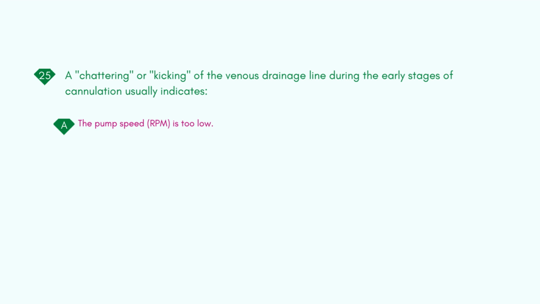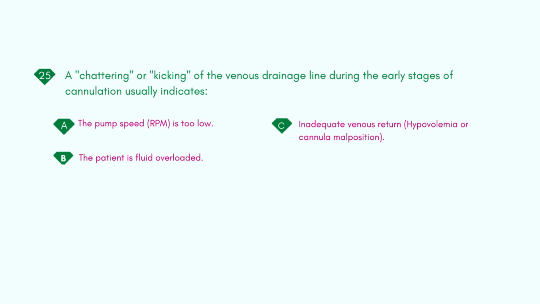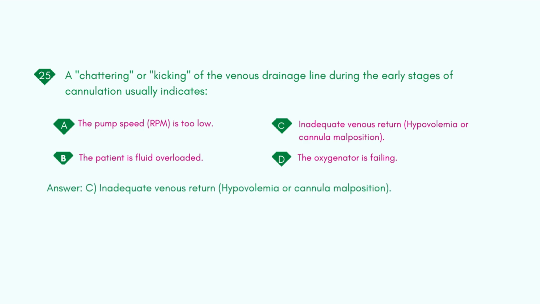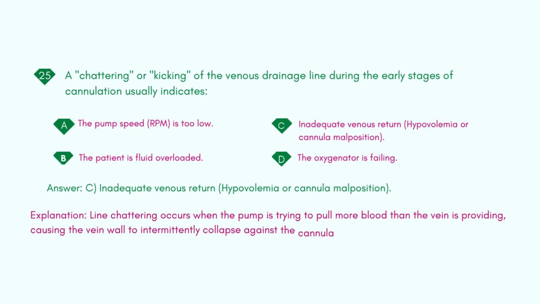A chattering or kicking of the venous drainage line during the early stages of cannulation usually indicates: A. The pump speed, RPM, is too low. B. The patient is fluid overloaded. C. Inadequate venous return, hypovolemia or cannula malposition. D. The oxygenator is failing. Answer: C. Inadequate venous return, hypovolemia or cannula malposition. Explanation: line chattering occurs when the pump is trying to pull more blood than the vein is providing, causing the vein wall to intermittently collapse against the cannula ports.